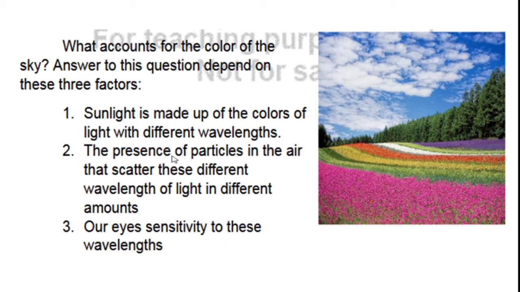Ito po yung three factors kung bakit may mga colors po sa light natin because of these factors. Unang-una, yung sunlight po natin may mga wavelength. Okay? Pangalawa po, yung particles po sa ating air naka-scatter doon. Okay? So, pag dinaanan po siya ng wavelength ng sunlight natin, doon po nagdedepende yung kulay ng sky natin. So, our eye is sensitive to this wavelength.